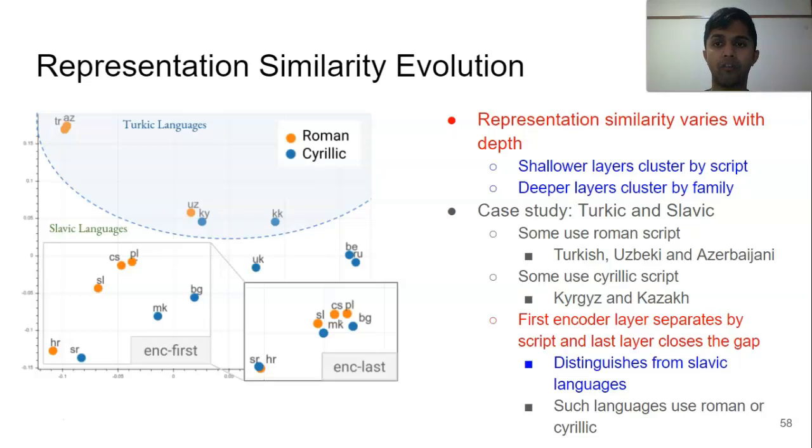A small case study of Turkic and Slavic languages, where Turkic languages such as Turkish, Uzbek and Azerbaijani are written in Roman script, and Kyrgyz and Kazakh are written in Cyrillic script.